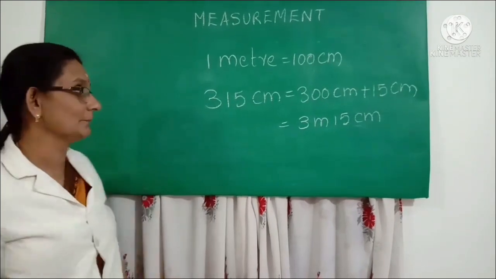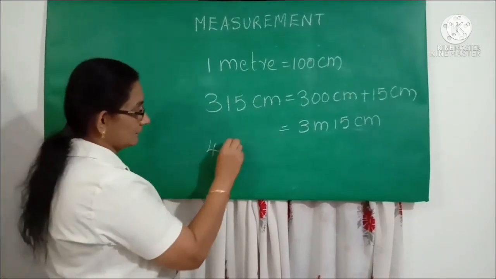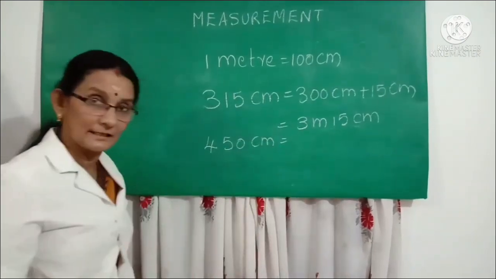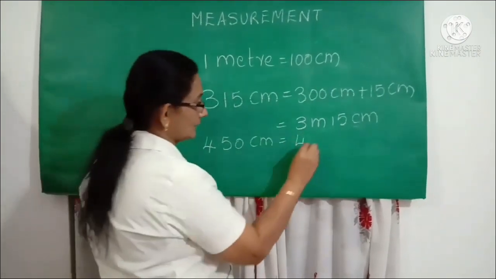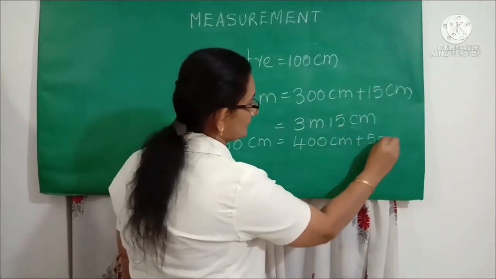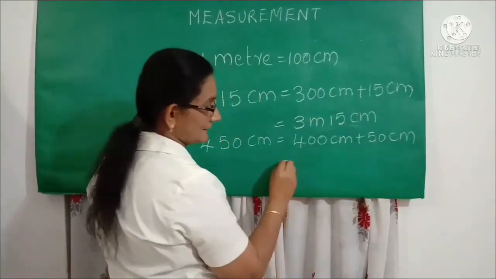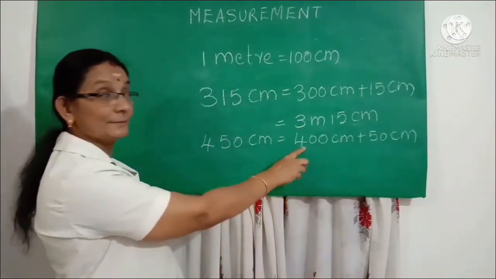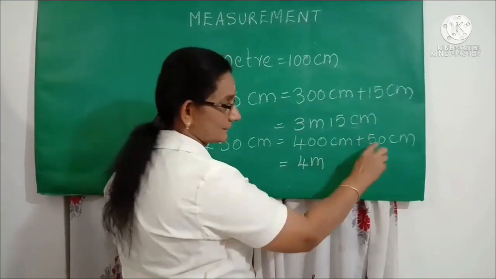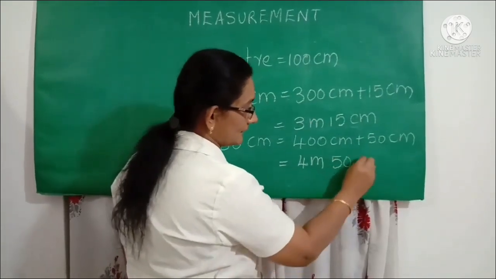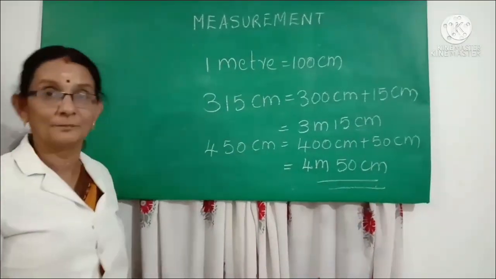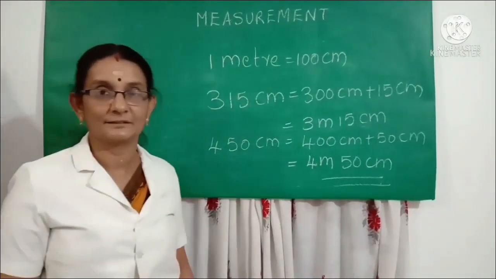Let us do one more example. For example, 450 centimeter. This can be written as 400 centimeter plus 50 centimeter. And 400 centimeter is equal to 4 meter. And the rest 50 centimeter can be written here. So the answer is 4 meter and 50 centimeter.